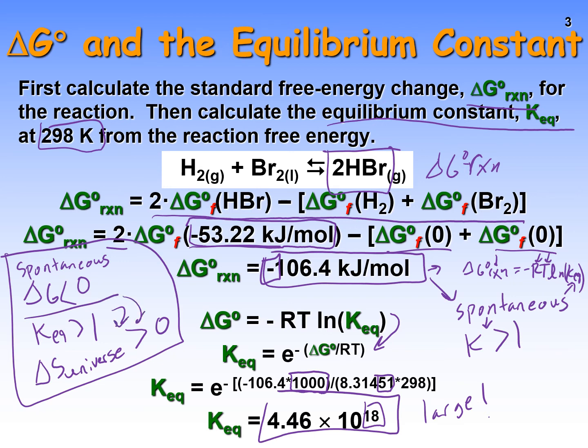Does that make sense? So if I get a negative delta G, that tells me my equilibrium constant is greater than 1 and my delta S universe is greater than 0. Hence, since we had this negative value here, we kind of should have expected a value greater than 1, which we got, which is good news.